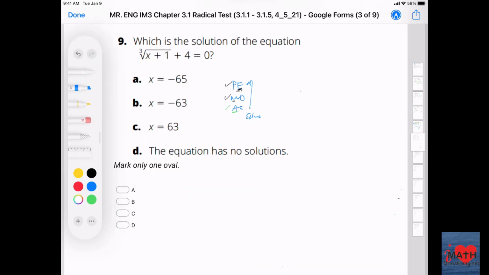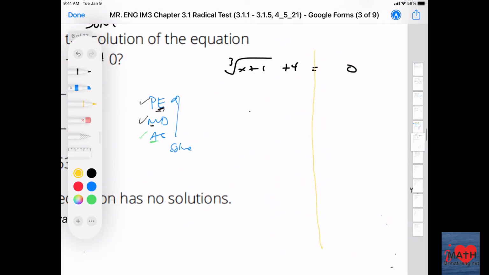Alright, question number 9 here is telling us which is a solution. So we just have to solve this. How do I know to solve? You always solve equations. So let's go ahead and write this problem here. Notice that positive 4, though, is not inside the radical sign. I like to draw a line down my equal sign to show the left and the right side. I have here PEMDAS. Remember, when you're solving, you're actually going from the bottom to the top. So here I have addition. So I'm going to subtract, or the opposite is subtracting.